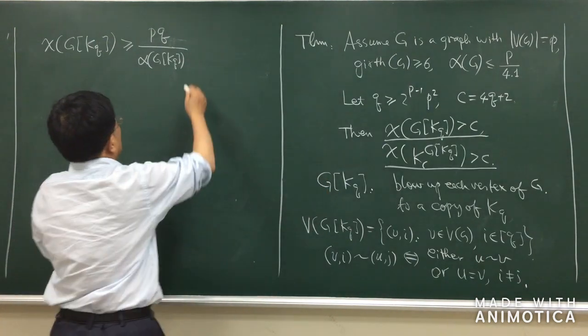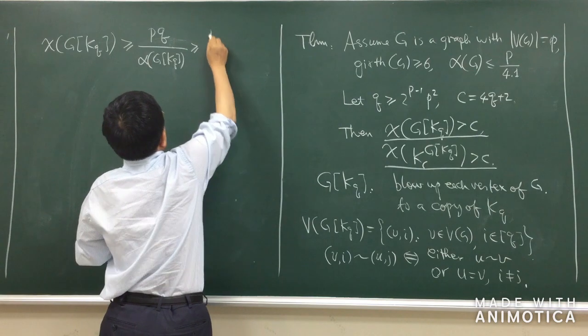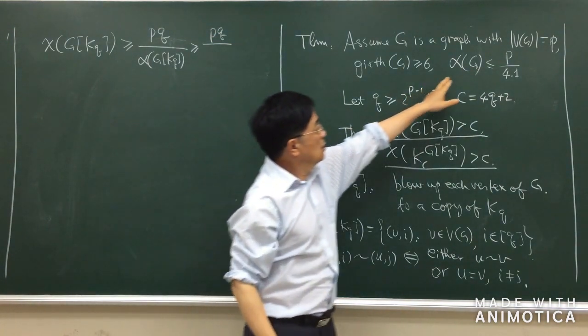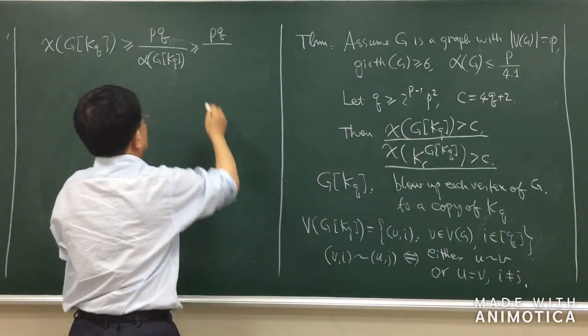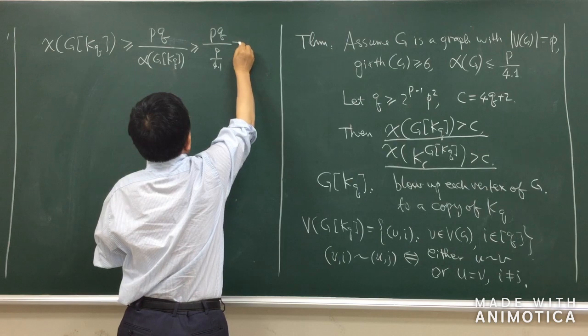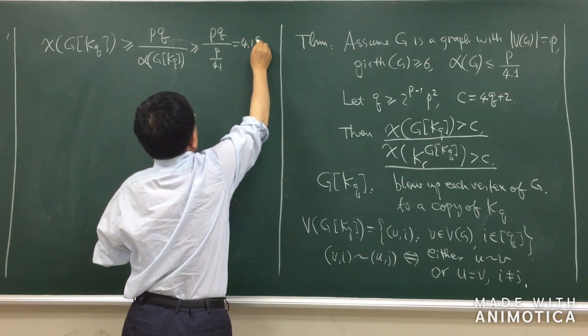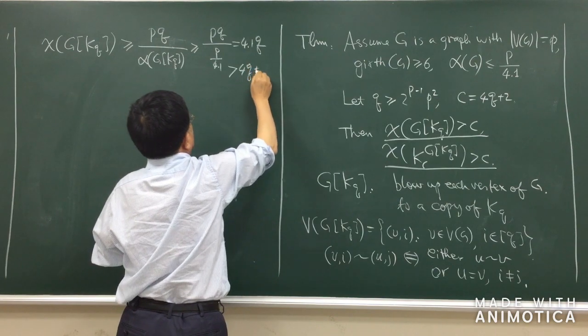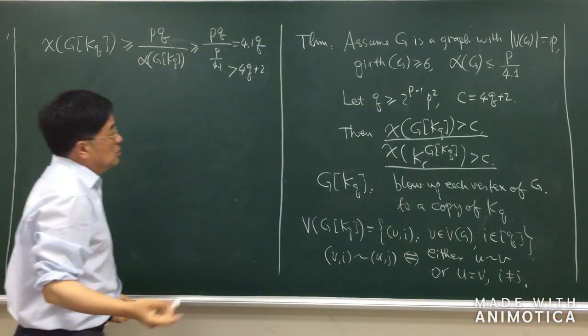And we know that alpha G, by our assumption, is bounded by P of 4.1. So it's P of 4.1. And this is 4.1 Q, which is bigger than 4Q plus 2. Okay? Q is a huge number.